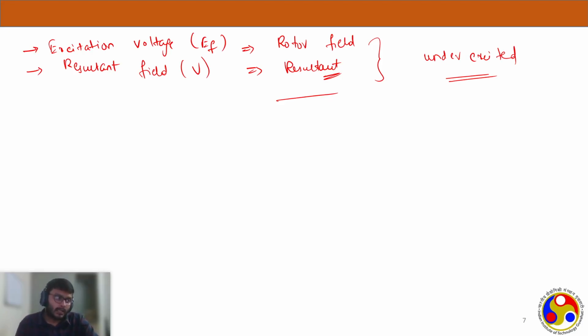Now the direction of rotation, which we already discussed, is that if it is in the anti-clockwise direction, my speed is in that direction, and my electromagnetic torque will also be in that direction.